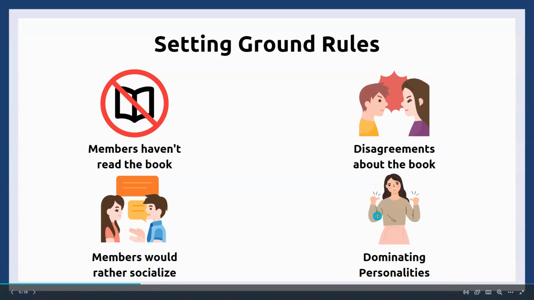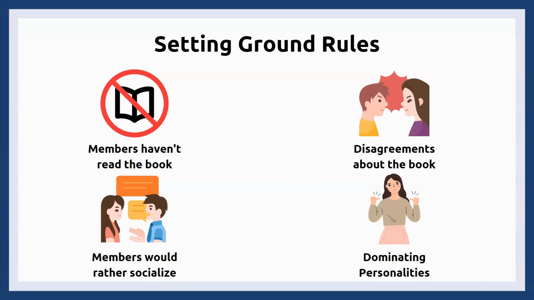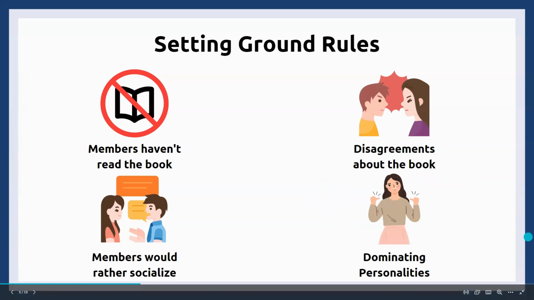Dominating personalities too, right? Setting some rules can help to assist with this situation. And this is never easy, right? We can say, let's hear from some others. That's one approach. Some clubs pass around an object, kind of like a talking stick, so you only talk when you're holding the object. Those are some initial strategies you could use if you're running into a situation like this.